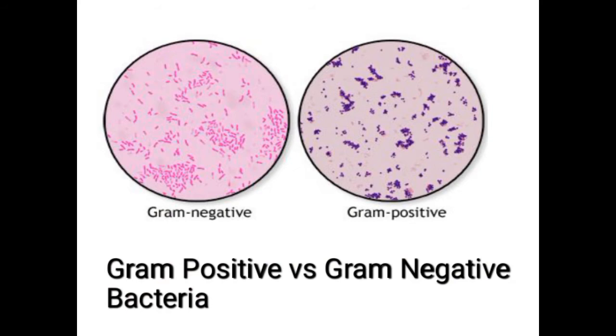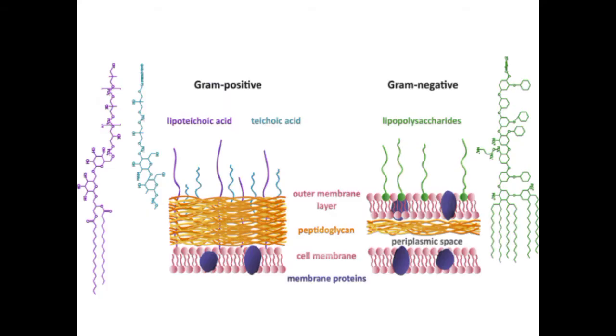Today we will learn about gram-positive bacteria versus gram-negative. Gram staining is another criteria for classifying the bacteria into two categories, gram-positive and gram-negative.